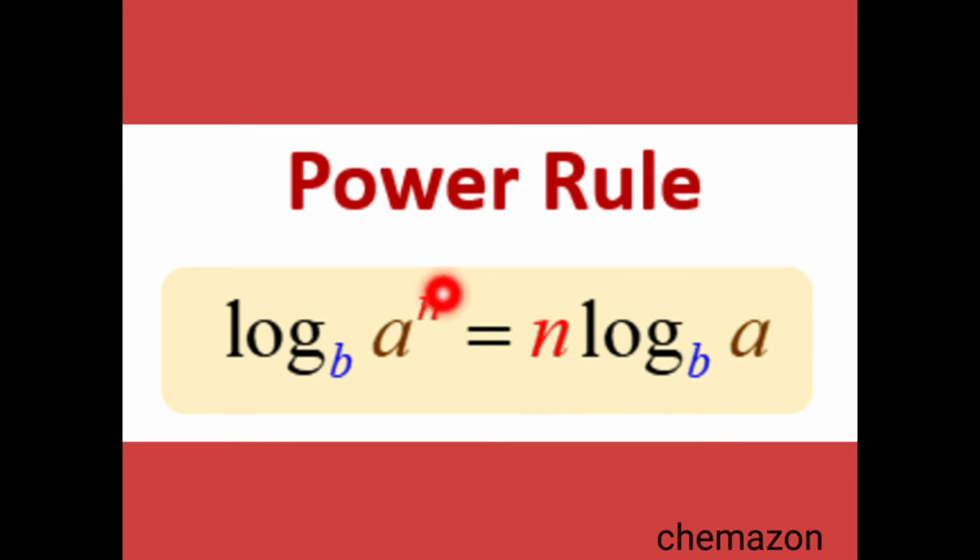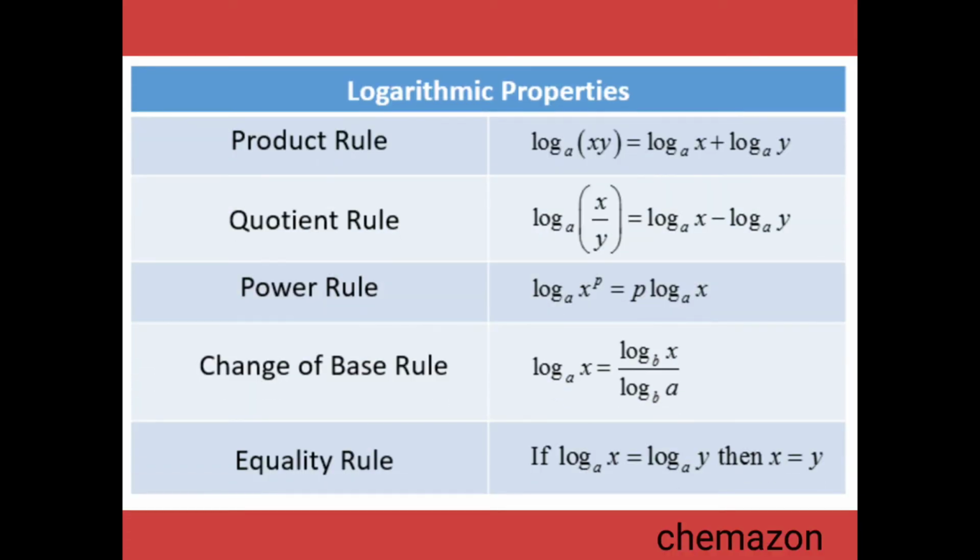So this is the power rule, as we saw just now. So this is the name of this rule. Why is it called a power rule? Because this power or exponent we brought down over here. So these are the names of the rules as we saw just now. This is called a product rule, and this is called a quotient rule. This is the power rule, and this is called a change of base rule.